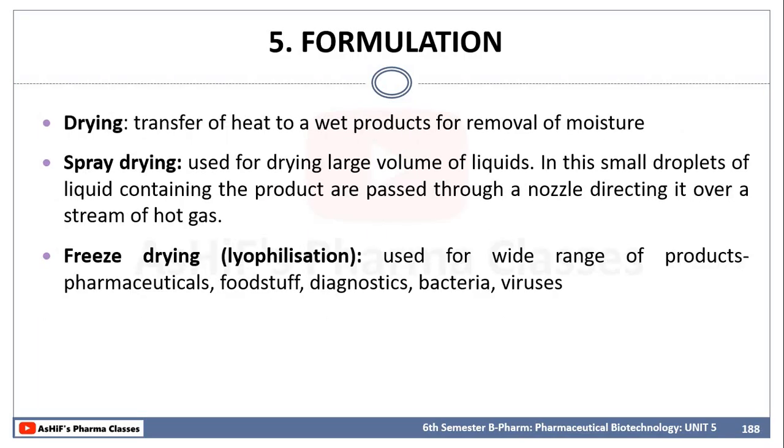Then drying, most of the things we will do by drying. Then spray drying as well as freeze drying. Spray drying എന്ന് പറഞ്ഞു കഴിഞ്ഞാൽ ഹീറ്റ് സ്റ്റേബിൾ ആയിട്ടുള്ള സാധനങ്ങൾ സോളിഡ് ആയിട്ട് സ്റ്റോർ ചെയ്യാൻ വേണ്ടിയിട്ടുള്ള ഒരു മെത്തേഡാണ്. നേരെ മറിച്ച് ഫ്രീസ് ഡ്രൈയിങ് എന്ന് പറയുന്നത് ഹീറ്റ് ലേബിൾ ആയിട്ടുള്ള സാധനങ്ങൾ സോളിഡ് ആയിട്ട് സ്റ്റോർ ചെയ്യാനുള്ള മെത്തേഡാണ്.